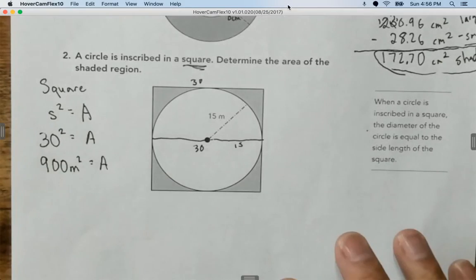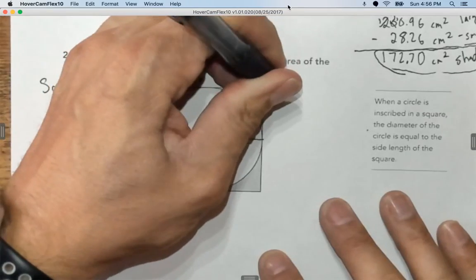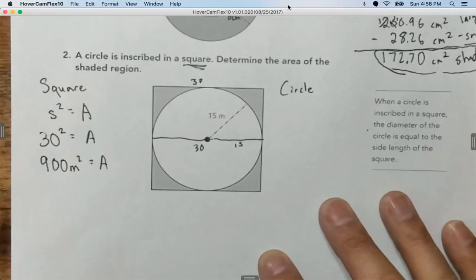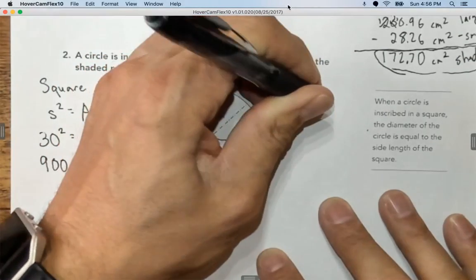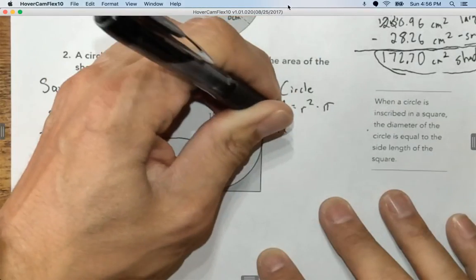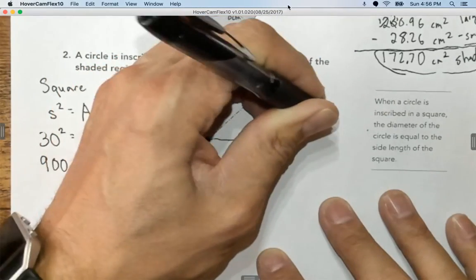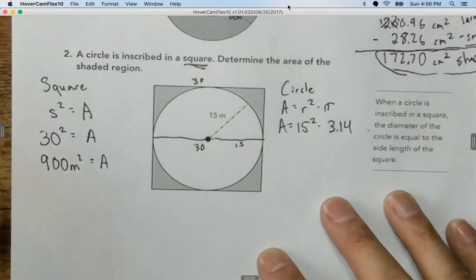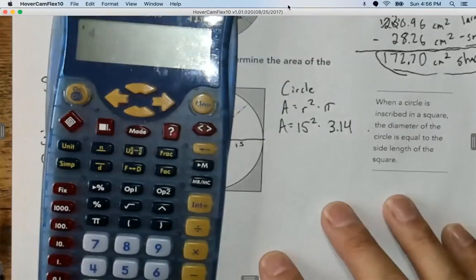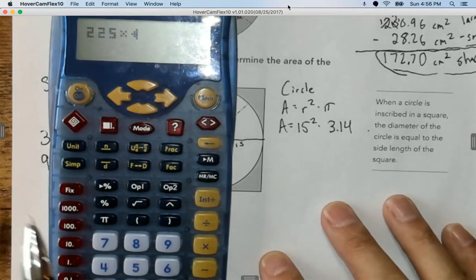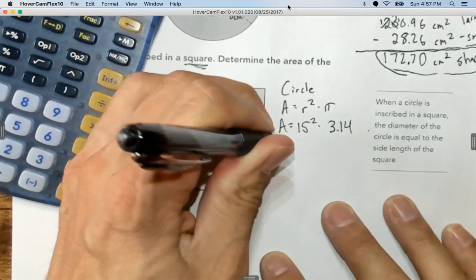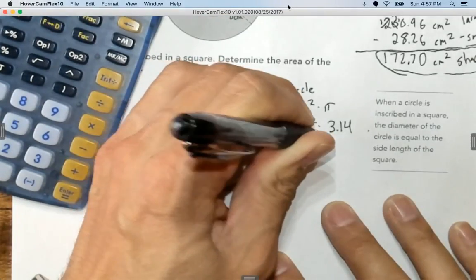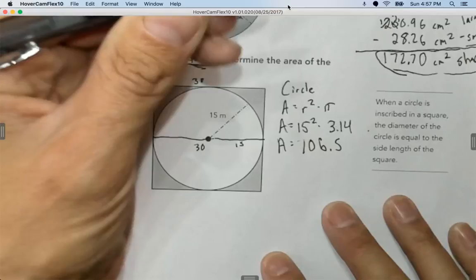Then I need to find out the area of the circle. For the area of the circle, it would be r squared times pi, which in this case is going to be 15 squared times 3 and 14 hundredths, which is 225 times 3 and 14 hundredths, which is going to give me an area of 706 and 5/10 meters squared.